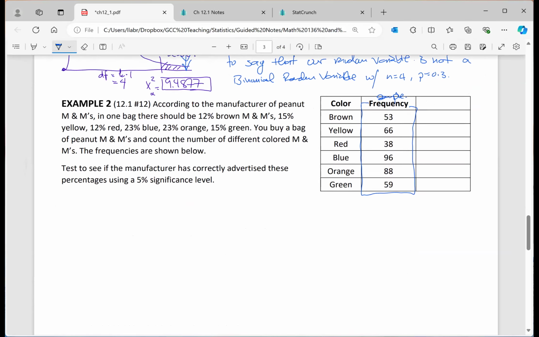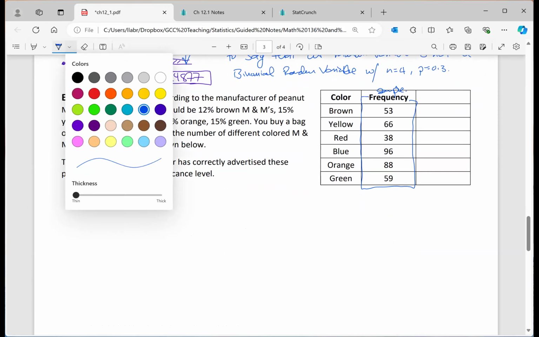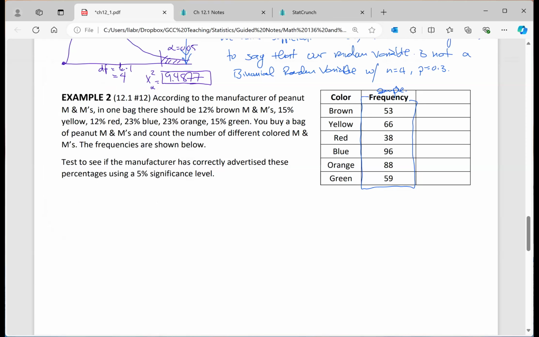So here's the next example. According to the manufacturer of peanut M&Ms, in one bag, there should be 12% brown M&Ms, 15% yellow, 12% red, 23% blue, 23% orange, and 15% green. You buy a bag of peanut M&Ms and count the number of different colored M&Ms. The frequencies are shown below. That's my sample information. And I want to test if the manufacturer has correctly advertised these percentages using the 5% significance level. So notice that we are actually told what the probability of a given color is.